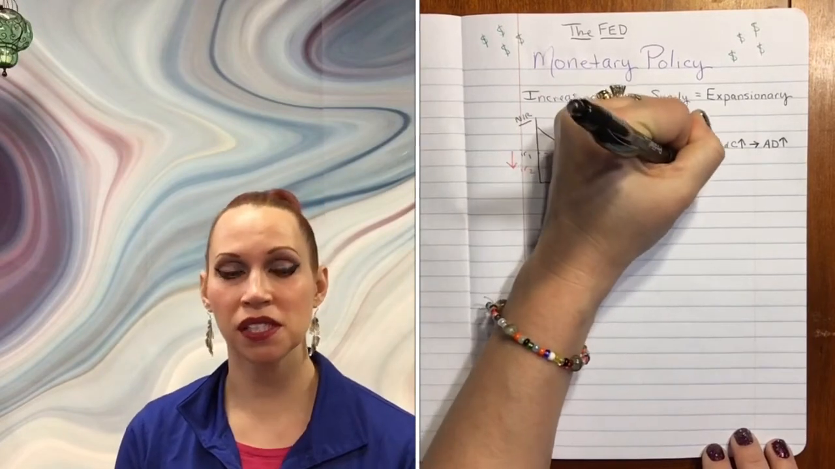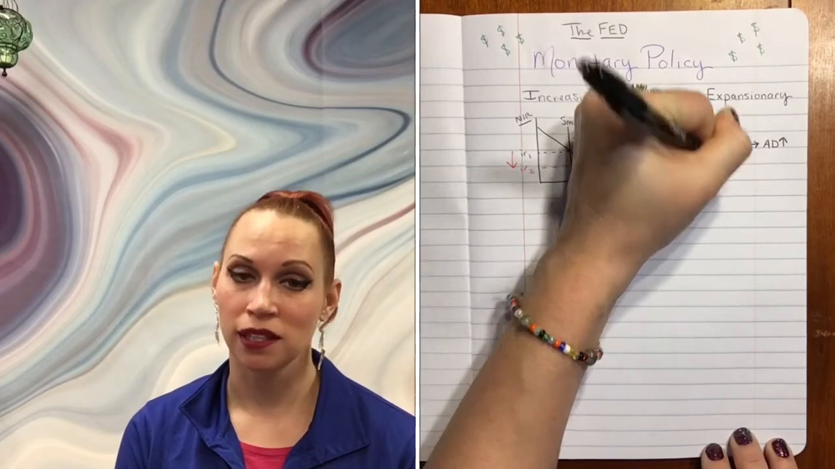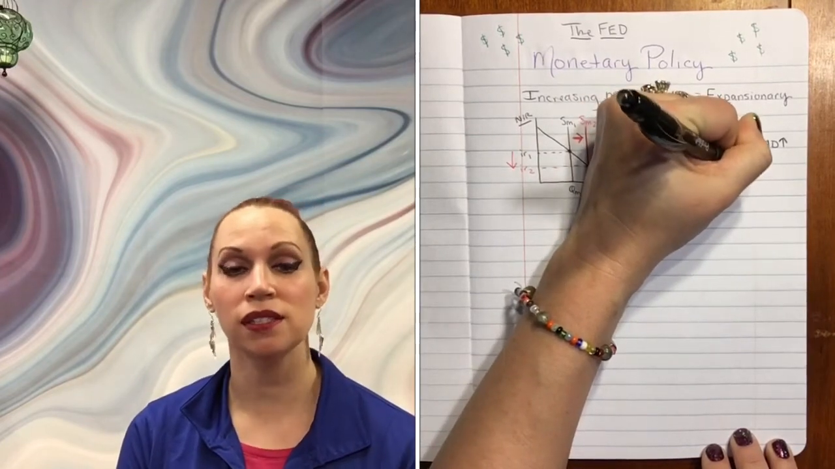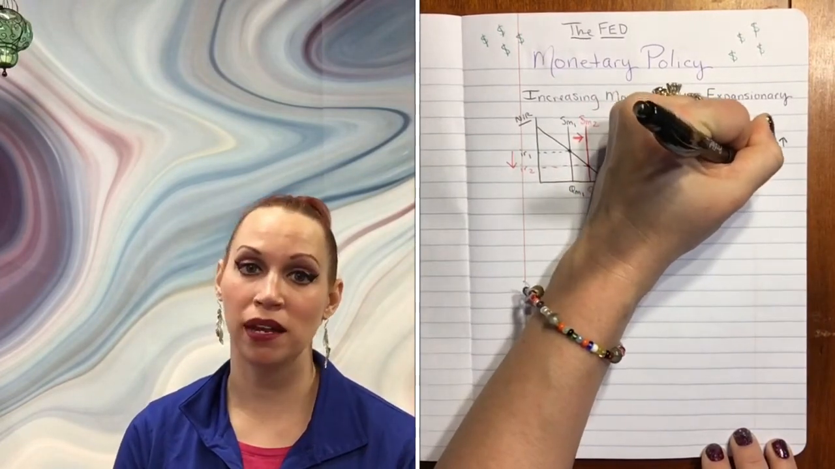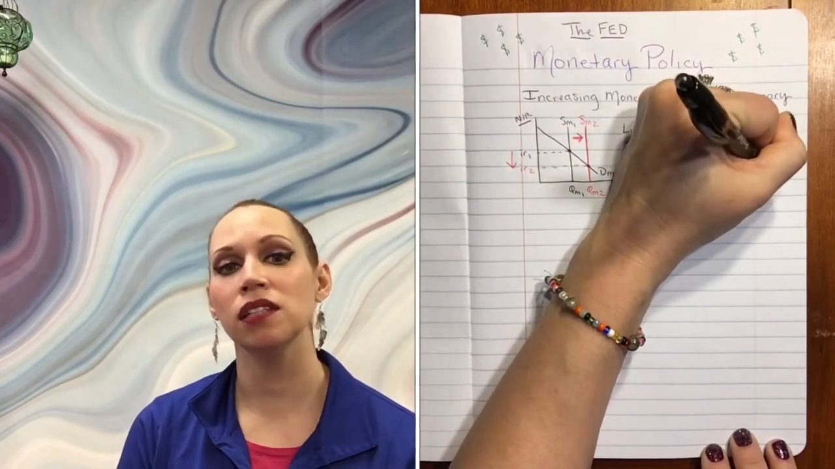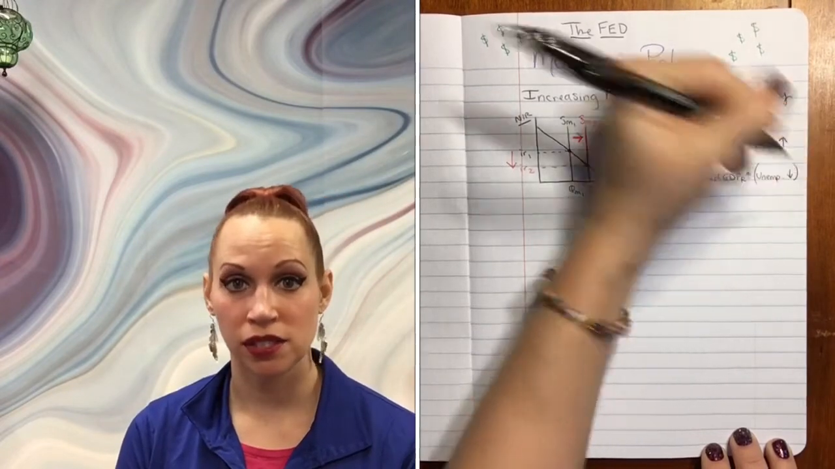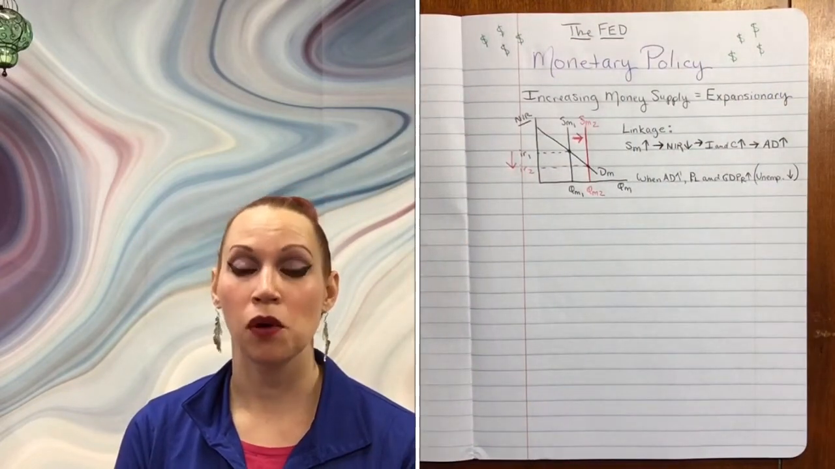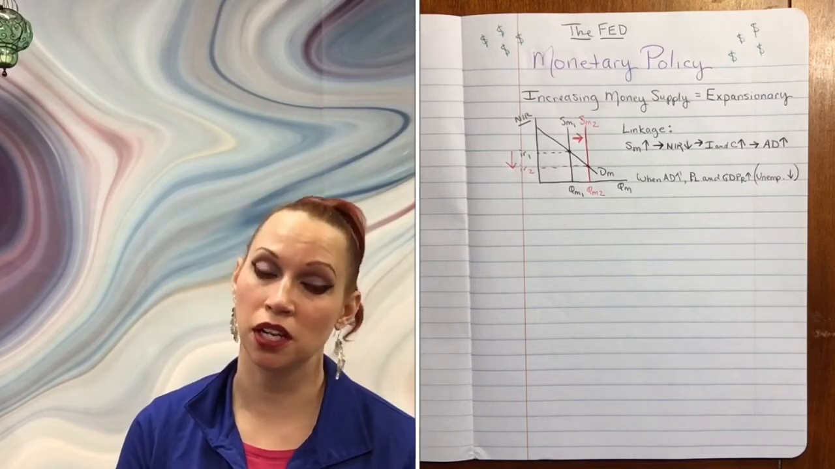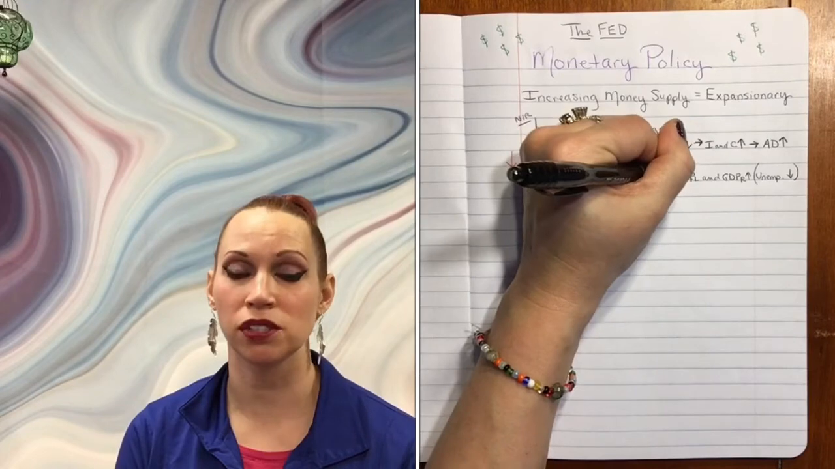When there's an increase in I or an increase in C, we know that those are components of aggregate demand. And so that leads to an increase in aggregate demand. On the aggregate demand, aggregate supply graph, when aggregate demand shifts to the right, that's going to lead to an overall increase in the price level of the economy and an increase in real GDP. It will also lead to a decrease in unemployment because remember that real GDP and unemployment are inversely related.